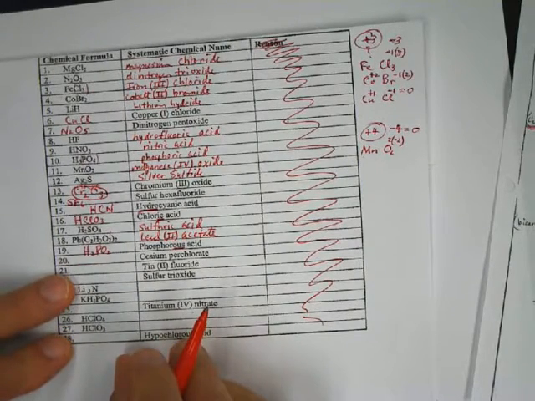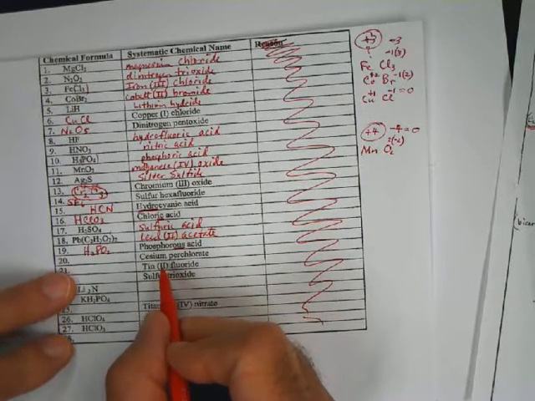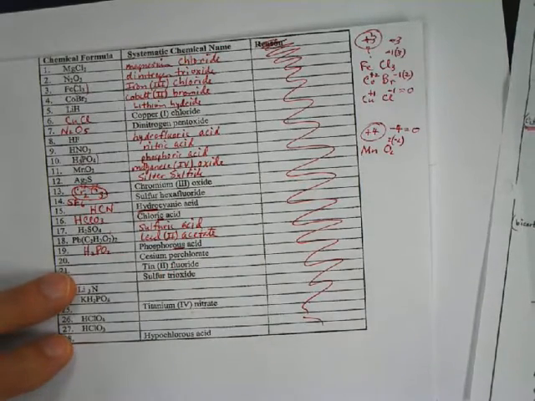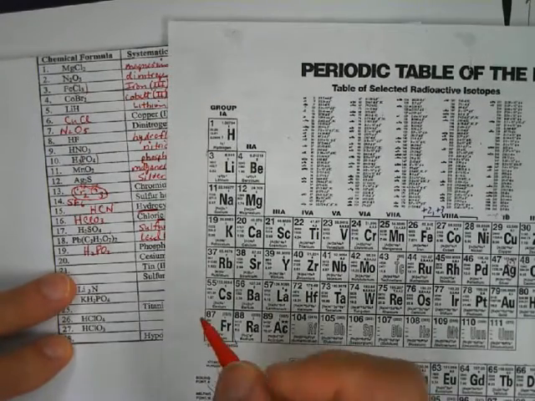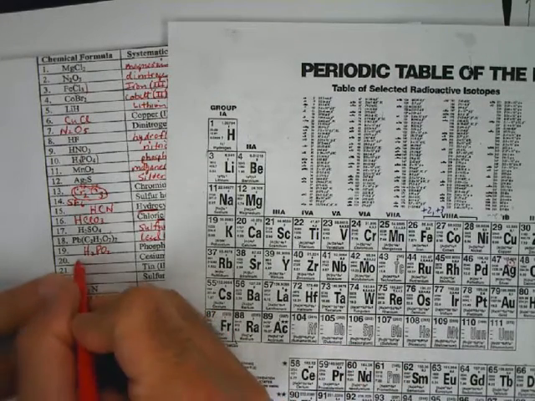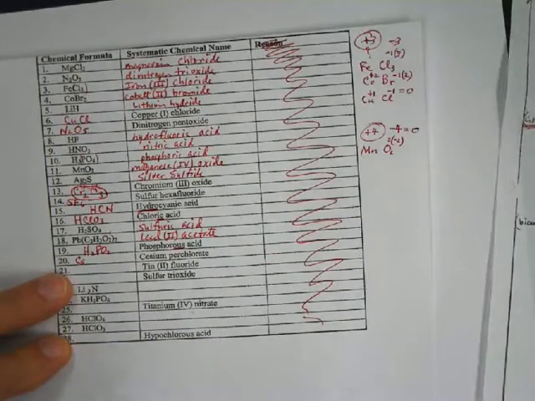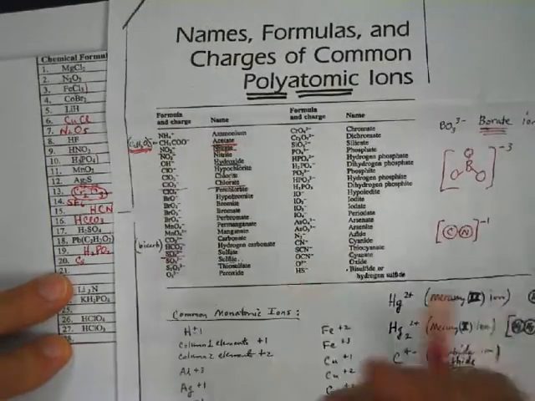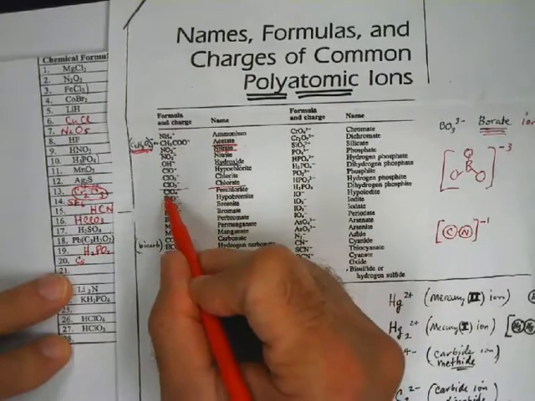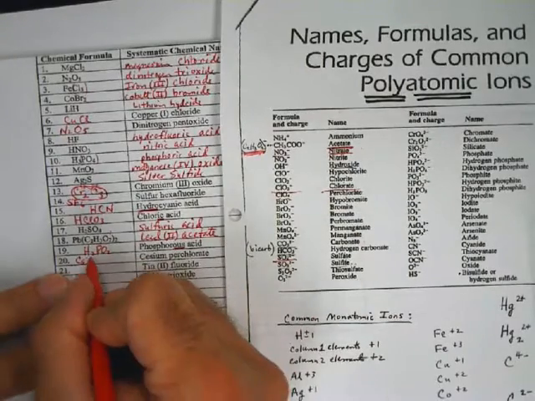Okay, how about cesium perchlorate? Well, cesium is an alkali metal, so that's just a simple metal, Cs. The perchlorate ion, we'd have to look that up on the polyatomic ion sheet. Perchlorate is ClO4 with a -1 charge. So CsClO4, cesium perchlorate.